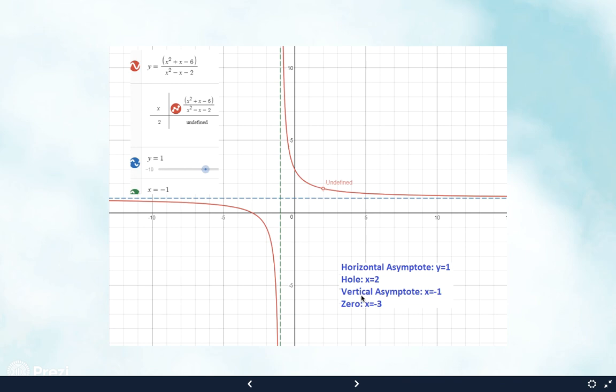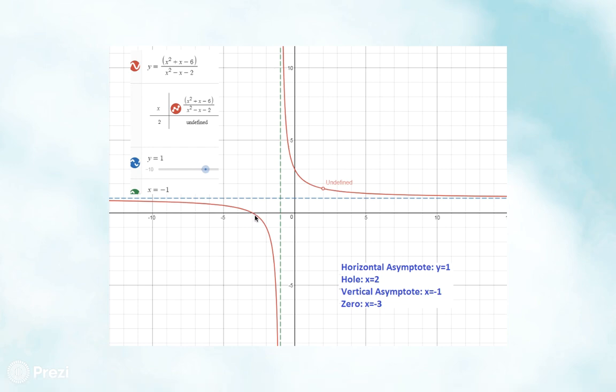Okay, and then there's a vertical asymptote at x equals -1. So there's a vertical line that hits the x-axis at -1. And again, the graph gravitates toward it. So it heads up toward it there, and it heads down toward it there. And then we had a 0 at x equals -3. So right here, the graph hits the x-axis at -3.